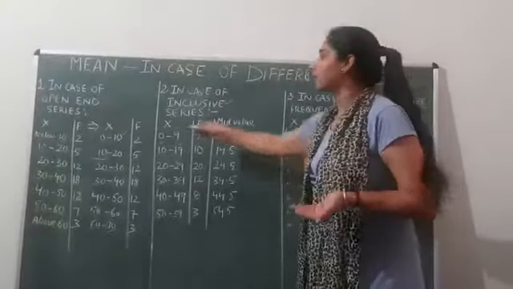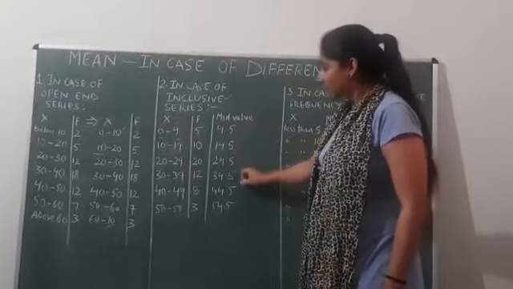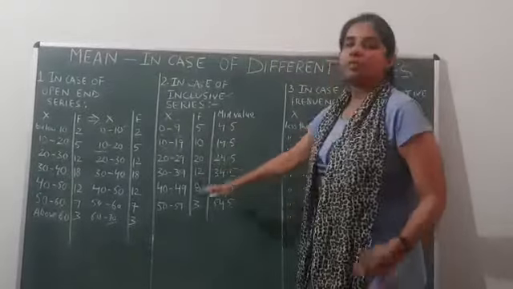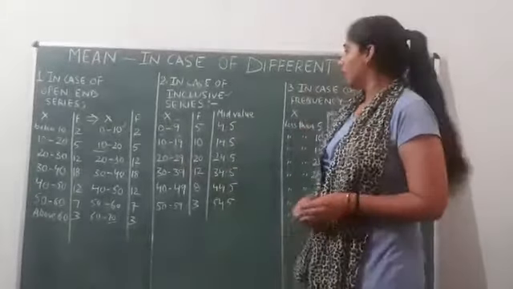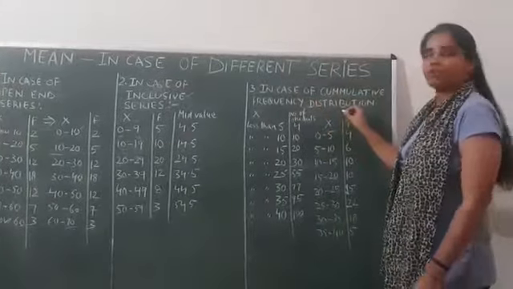As we are taking in the case of exclusive series or continuous series, we just have to take the mid values. After we take the mid value, we can apply any formula, right? Then we have the case of cumulative frequency distribution.